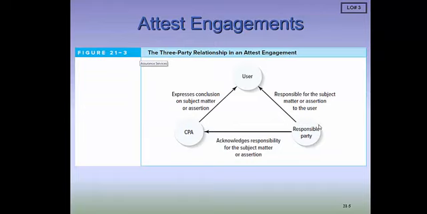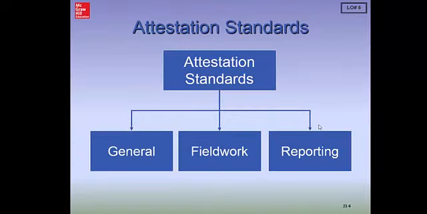You notice here in the attestation engagement the CPA essentially is engaged to review information from a responsible party, which is the client, and this is for the use of a user. This user could be internal or external to the organization. An example of this is agreed upon procedures, which we will give some examples of in a few minutes.